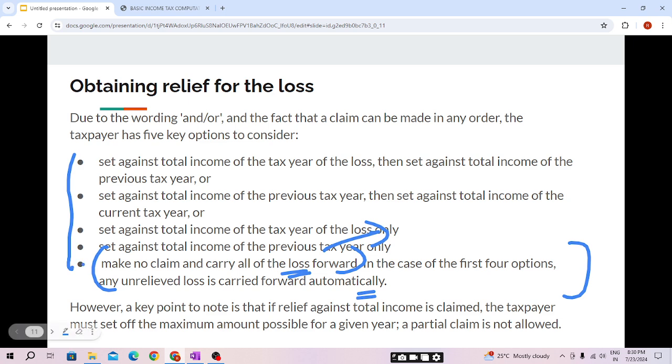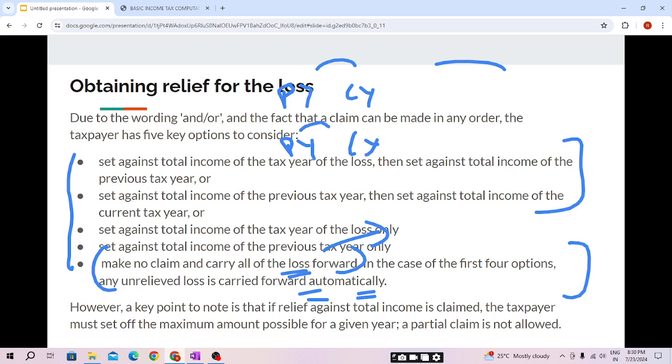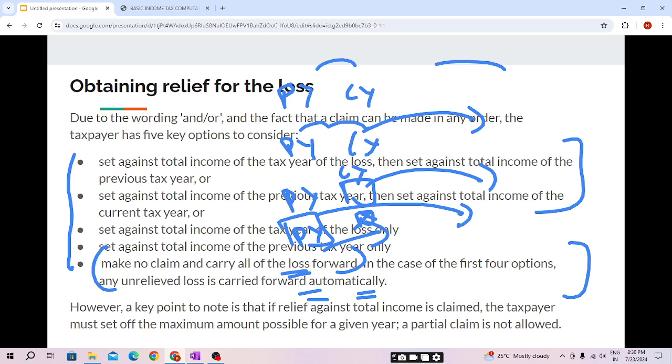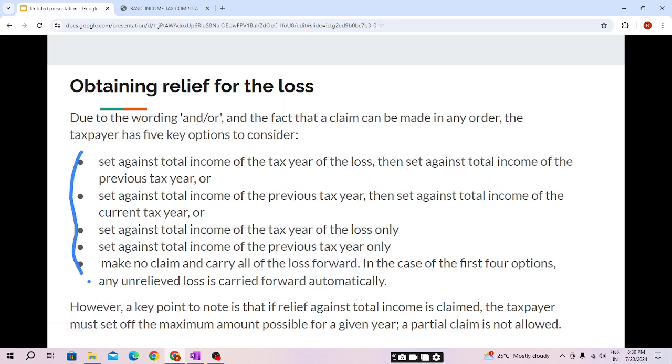So these are the 5 options. But in the case of the first 4 options, any unrelieved losses carry forward automatically. So students, basically if we have set off against the current year, then the previous year, and still we have further loss, it will be automatically carried forward. If we set off against the previous year, then we come to the current year, then it will be automatically carried forward. If we only set off against the current year, we will not set off against the previous year. Here we set off, it will carry forward to next year. If we set off against the previous year and not the current year, then it will automatically be carried forward to the next year. So I hope these options are clear here.